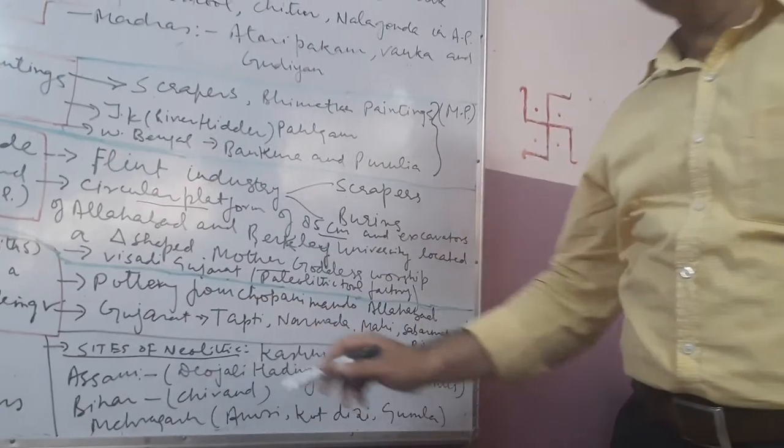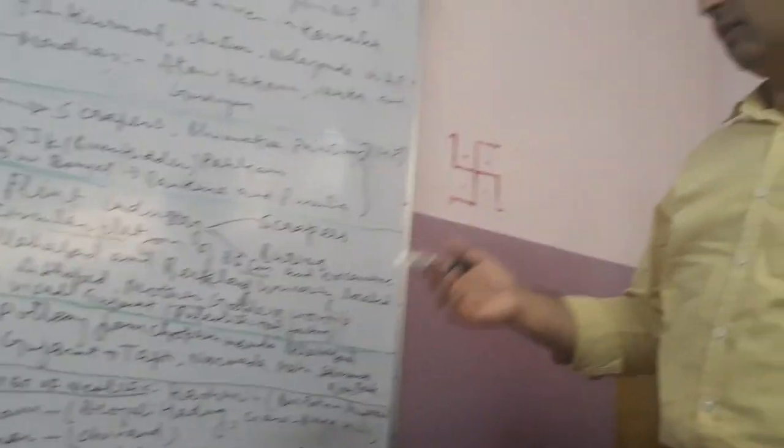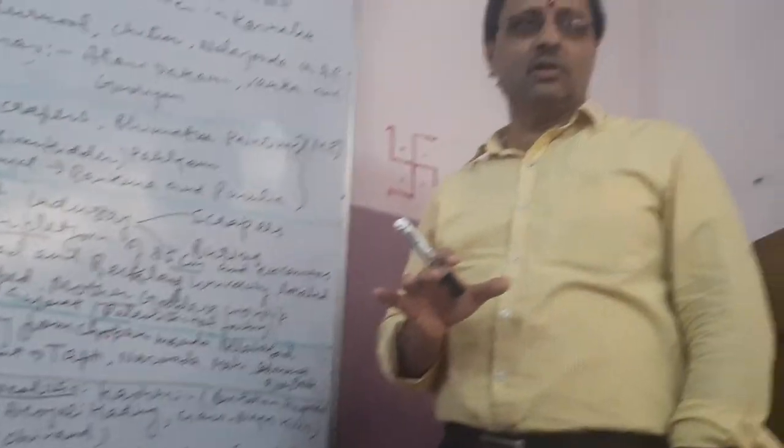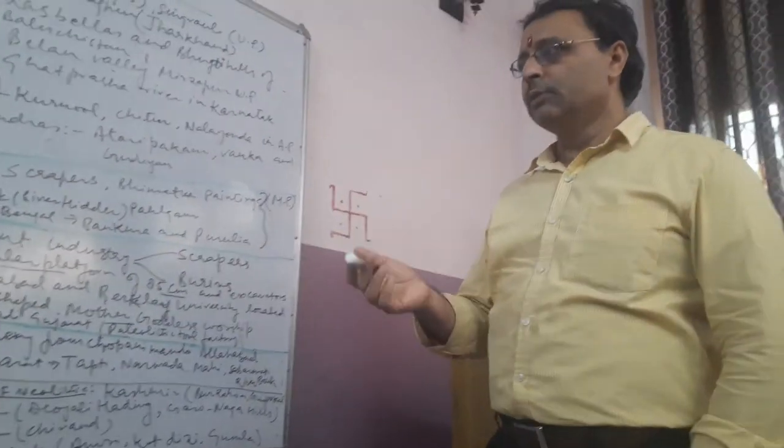Then in Gujarat, at the river banks of the Tapti, Narmada, Mahi and Sabarmati, we have discovered different tools that belong to the Mesolithic age.